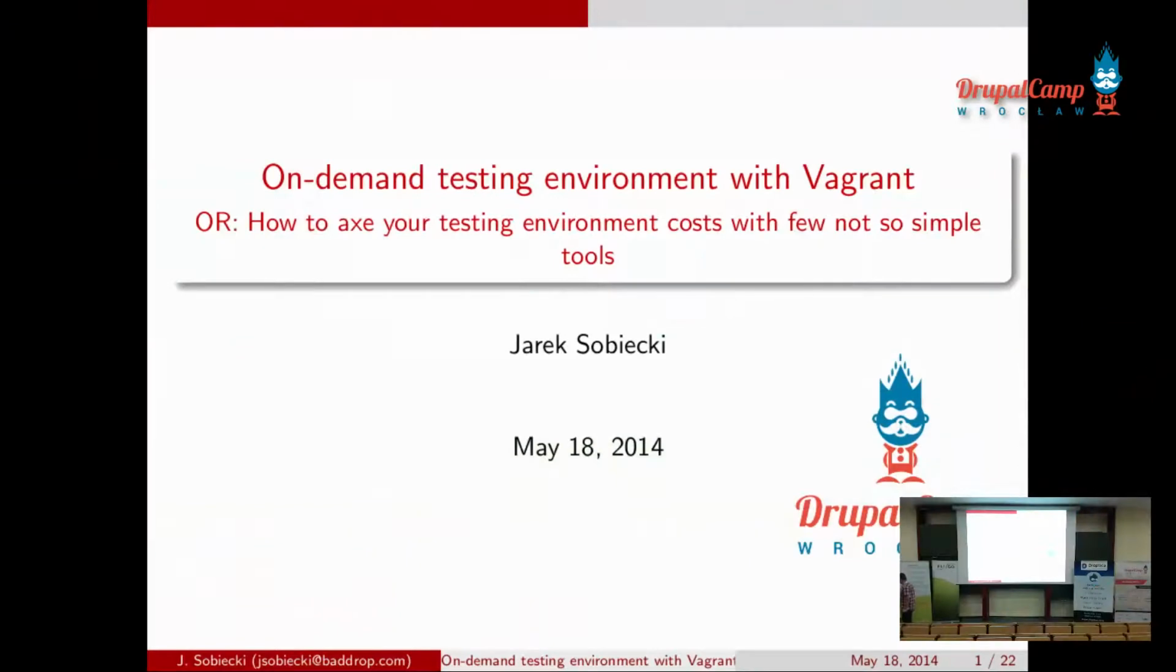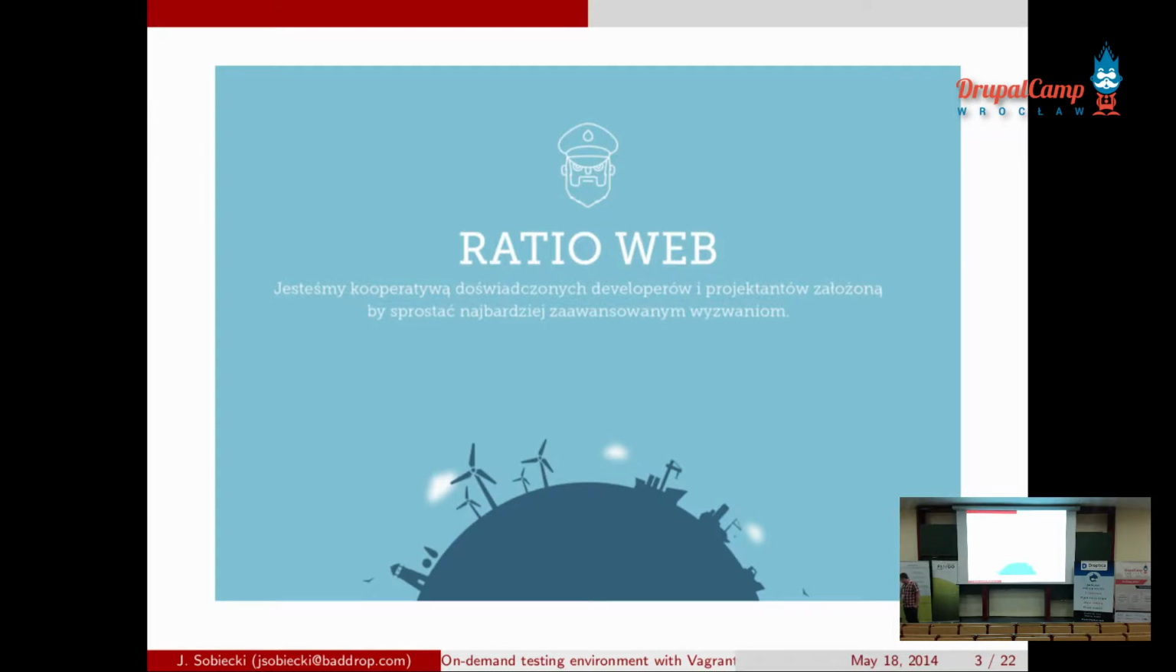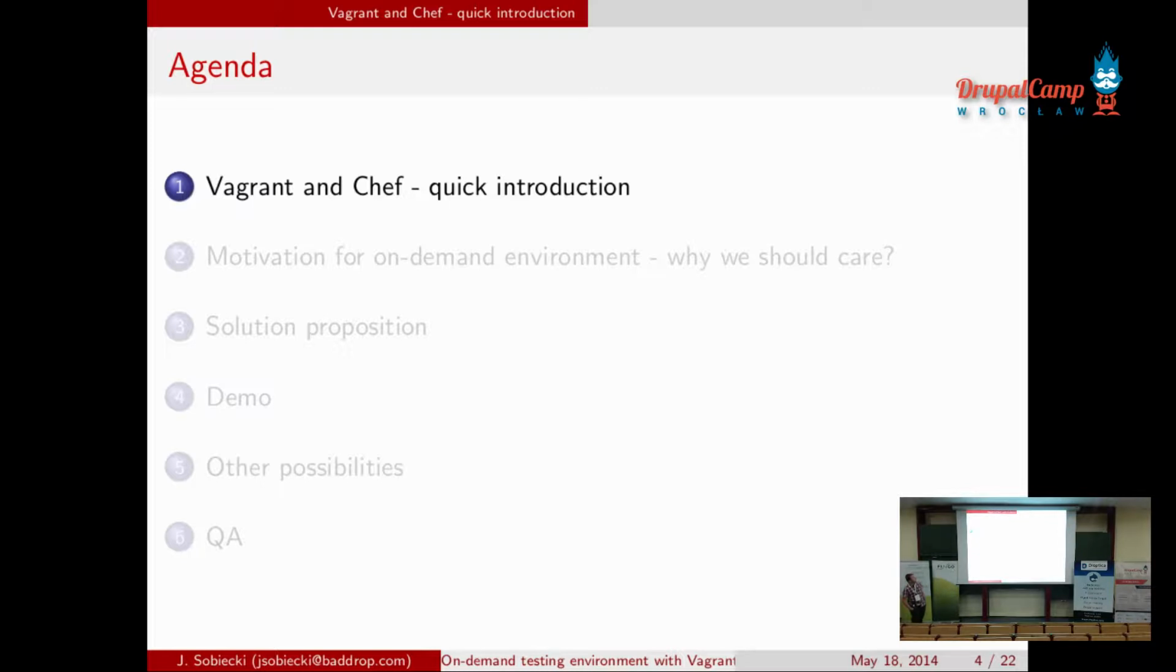So, first of all, who am I? My name is Jarosław Sobiecki. Currently, I'm a freelance developer. I've been over 6 or maybe even 7 years in a relationship with Drupal. And currently, I'm a proud member of a local freelancer cooperative based here in Wrocław. This cooperative is branded under a common brand, RatioWeb. And that is everything about my self-advertisement.